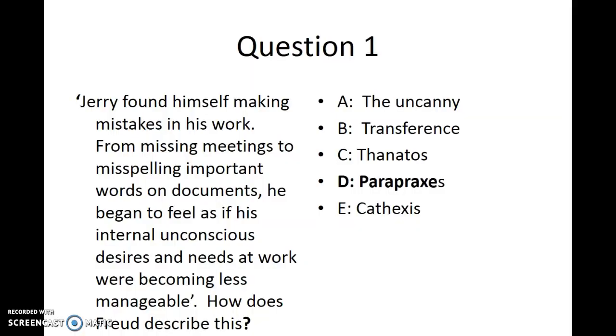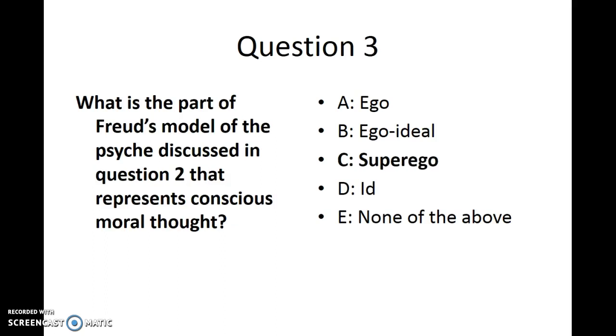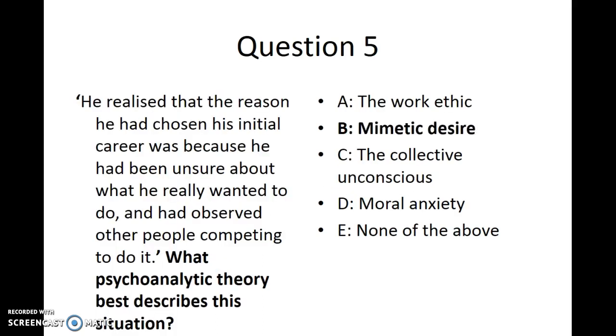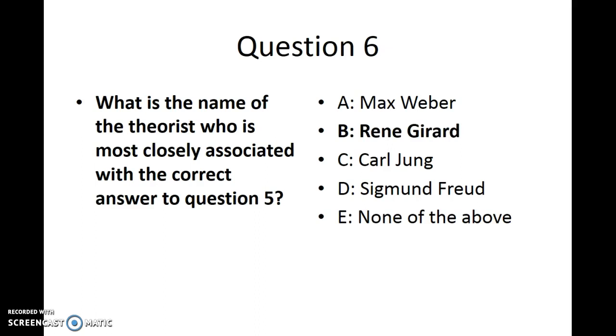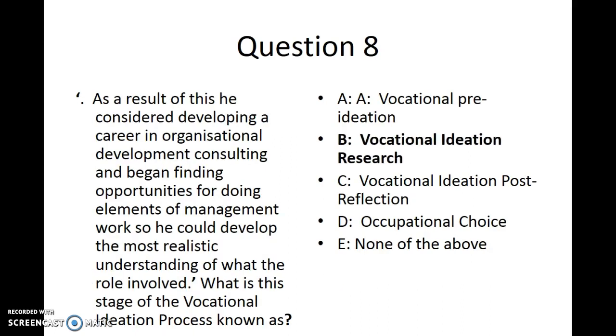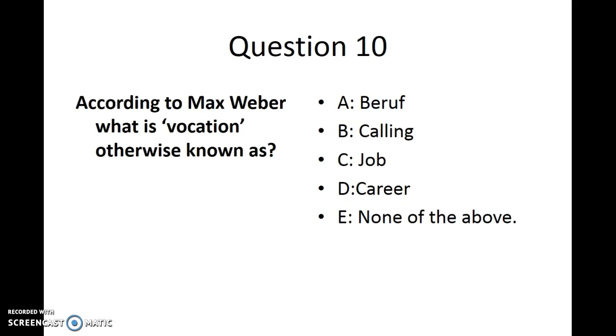So quickly, just to go through the answers for each of these. The correct answer to question 1, D, parapraxis. Question 2, D, the id. Question 3, C, the superego. Question 4, A, the ego. Question 5, B, mimetic desire. Question 6, B, René Girard. Question 7, A, vocational pre-ideation. Question 8, B, vocational ideation research. Question 9, C, vocational ideation post-reflection.